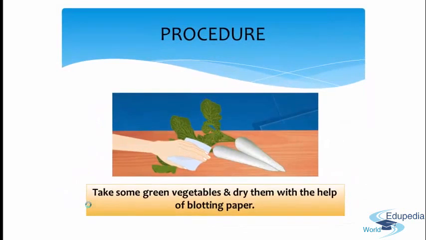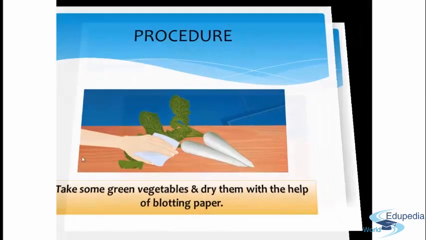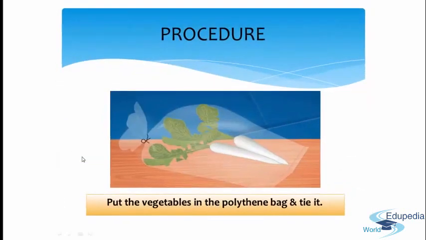Then the procedure is that we have to take the green vegetable and dry it with the help of blotting paper. You have to dry this vegetable properly, and blotting paper absorbs the water. That is why we use blotting paper. Then we put the vegetable in a polythene bag and tie the bag with the help of thread.